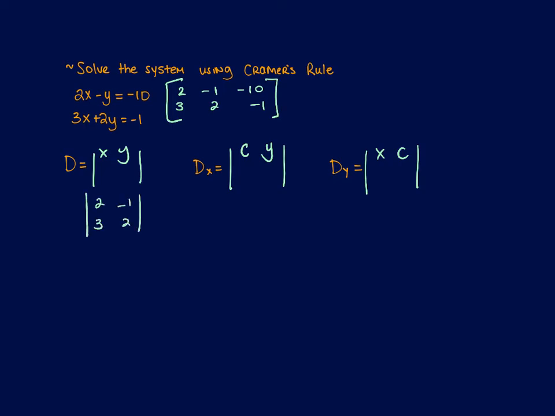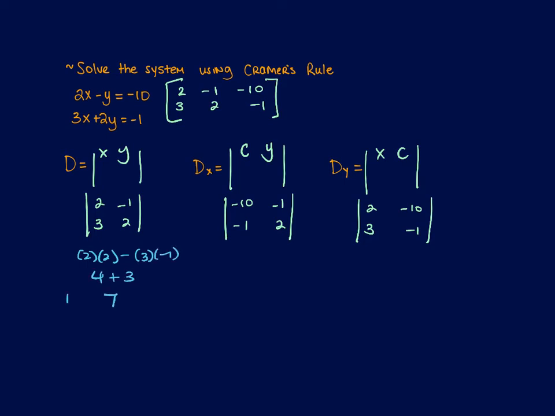I'm going to go back and do that determinant. This is -10, -1, -1, 2. I'll go back and do that one. And this is 2, 3, -10, -1. So this would be 2 times 2 minus 3 times -1. 4 minus a -3 becomes 4 plus 3, which is 7. And that's D.